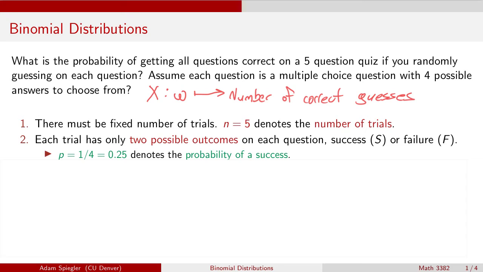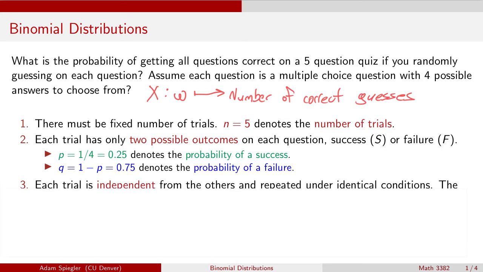And we denote the probability of a success in any given trial with the letter p. So we use the variable p to denote the probability of a success. And therefore, since there are only 2 possible outcomes, the remaining probability would be the probability of a failure. Failure we typically denote with the letter q, and the relationship is that q is 1 minus p. So if we have a 25% chance of getting the question right, then we have a 75% chance of getting the question wrong.